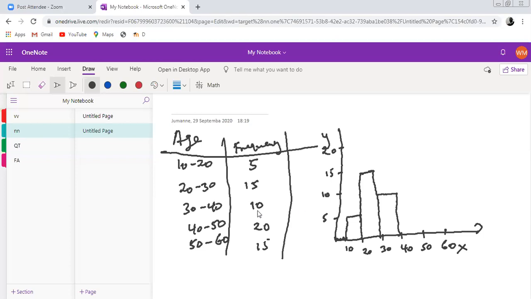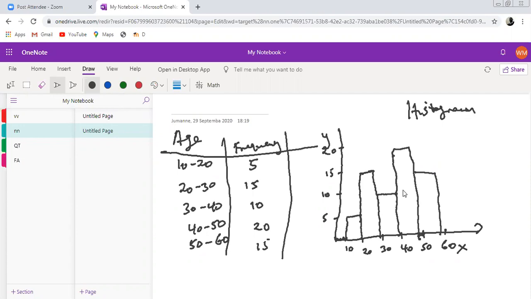Then we have the other bar, which is from 40 to 50, it is 20. 40 to 50 is supposed to go all the way up to where we have 20. So we bring it down. So 50 is supposed to be actually here. So that is the next bar. And then the last bar is up to 15. So that is our histogram.